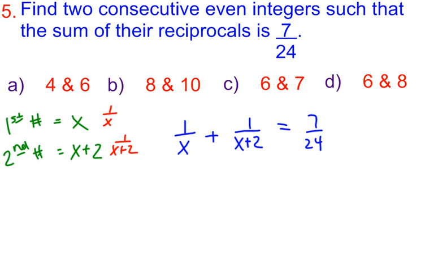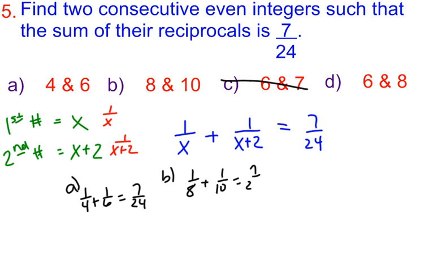So the first thing I would do is cross out C, because there's no way it's 6 and 7 because those aren't consecutive even. So to replace this, I'm going to say if the answers are 4 and 6, they're saying the reciprocal. So 1/4 plus 1/6, does that equal 7/24? That'd be A. B would be 1/8 plus 1/10, does that equal 7/24?